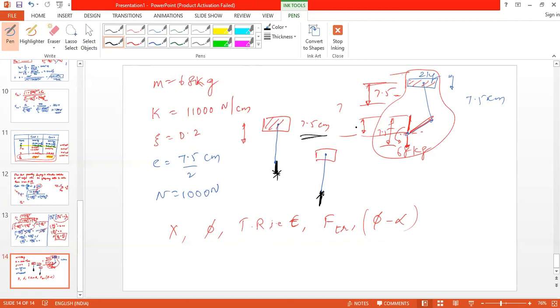Like this, you'll be given some data, and you are asked to find the transmissibility ratio or force transmitted. In case of base excitation, what will be the excitation of the base, what will be the excitation of the mass, and what will be the relative displacement. All those things can be asked in this chapter. Don't worry about the equation. In the test or examination, we will give you the list of equations used to solve the problem, but you need to choose the correct equation out of it.